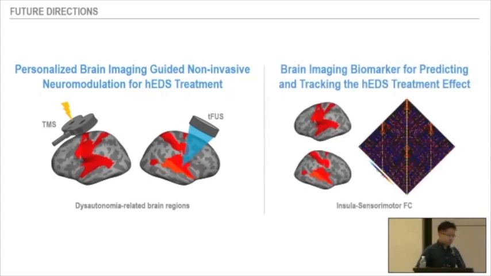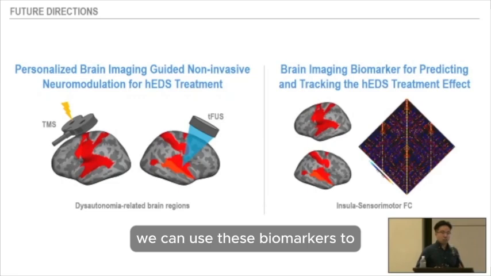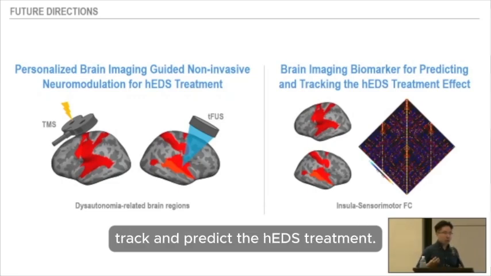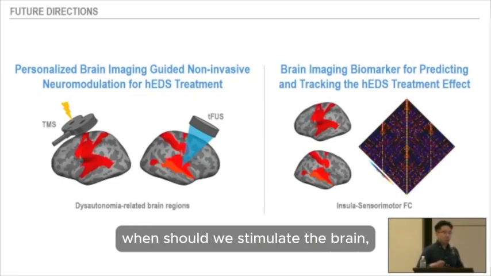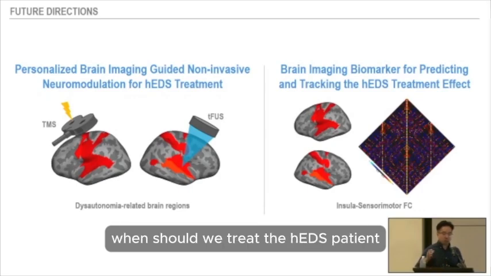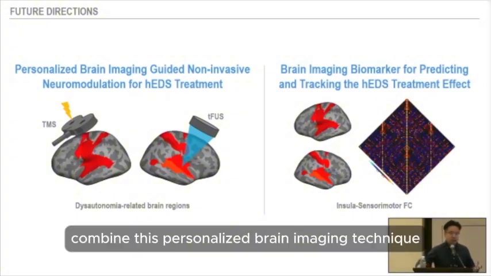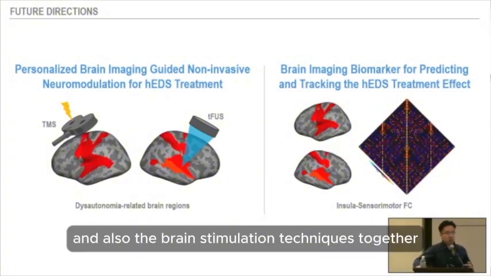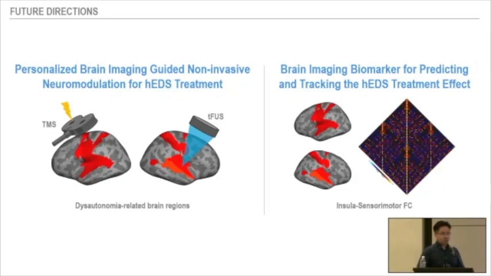And also, since we found these brain imaging biomarkers, we can use these biomarkers to track and predict the HEDS treatment. It can help us better understand when we should stimulate the brain, when we should treat the HEDS patient, and when we should stop. So combining this personalized brain imaging technique and the brain stimulation techniques together will shed a new light on the treatment of HEDS.